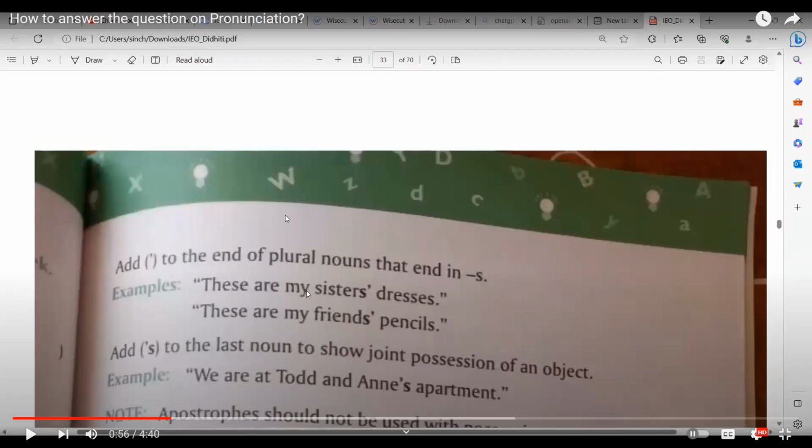Very good, excellent. So what are these? These are my sisters' dresses. So after s we are putting an apostrophe. Again, these are my friends' pencils. So after friends we are putting an apostrophe.